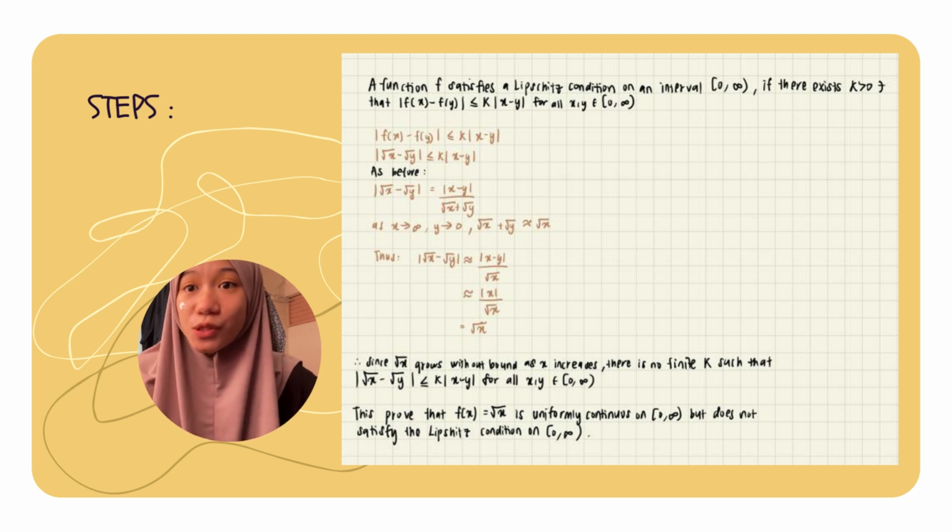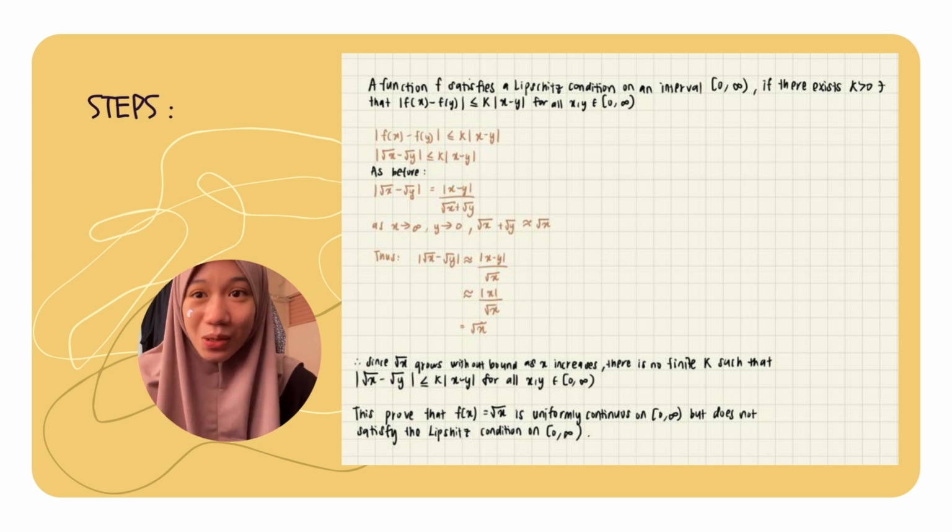So since square root x grows without bound as x increases, there is no finite k such that modulus square root x minus square root y is less than or equal to k times modulus x minus y for all x, y element of [0, infinity). So this proves that function f(x) equal to square root x is uniformly continuous on [0, infinity), but does not satisfy the Lipschitz condition on [0, infinity).